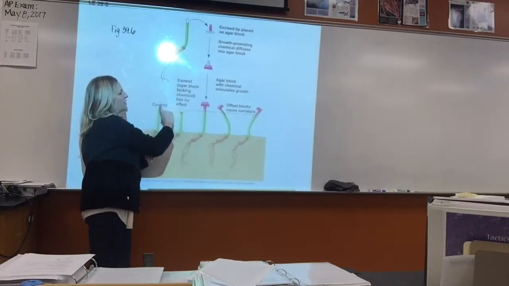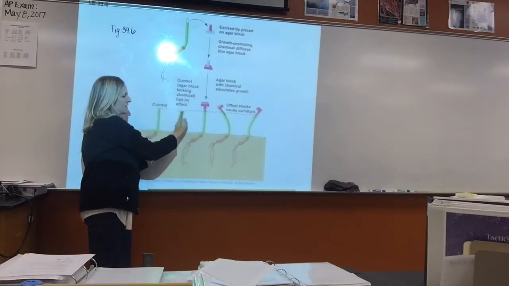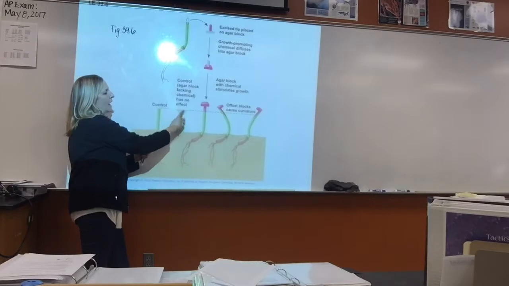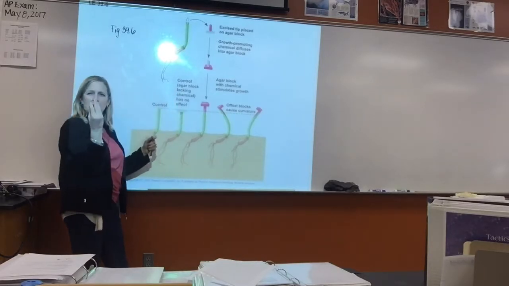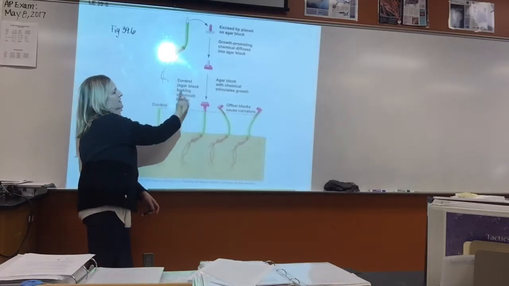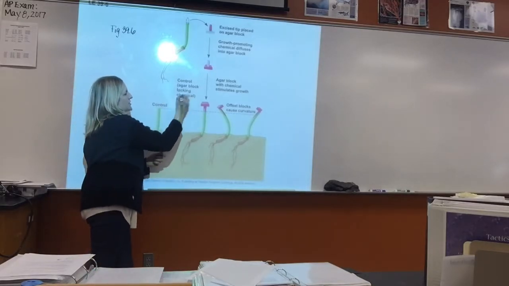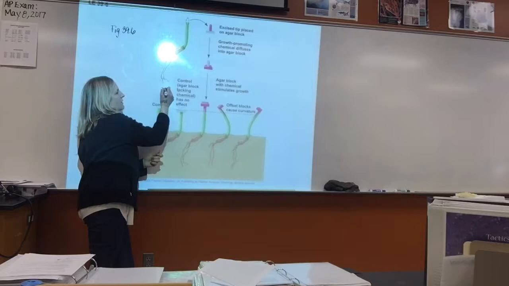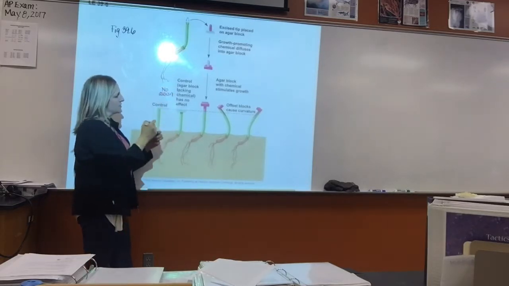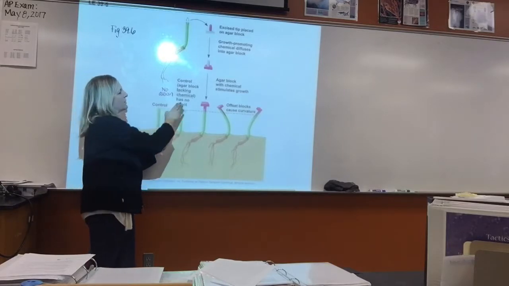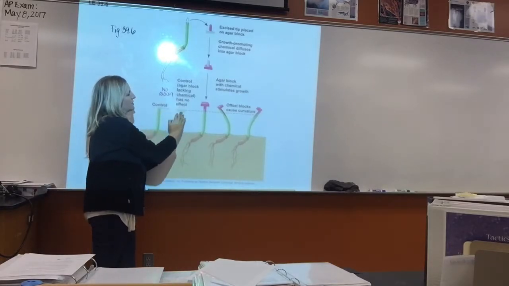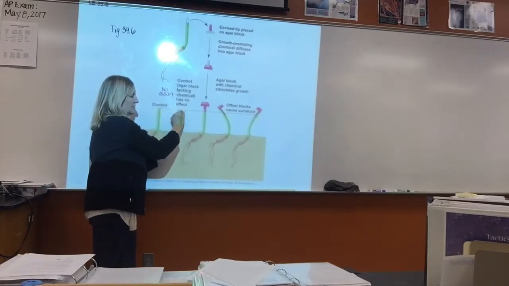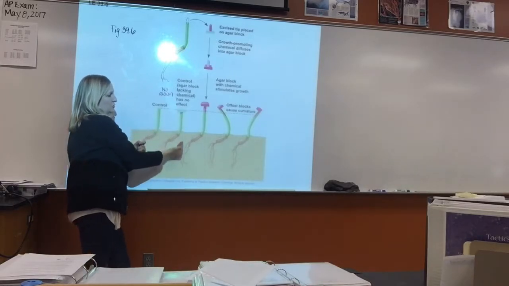Then here's another part of the control. Now notice here that the tip is cut off, and they put this block on the top, this agar block. So it's kind of like the agar that we grew the bacteria on. And it says agar block lacking the chemical. So therefore, what was the chemical? The chemical was auxin. So it lacks the chemical, so it has no effect. And so they just put this on here, and it grows straight up.